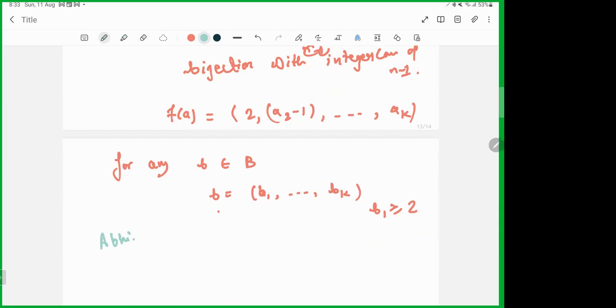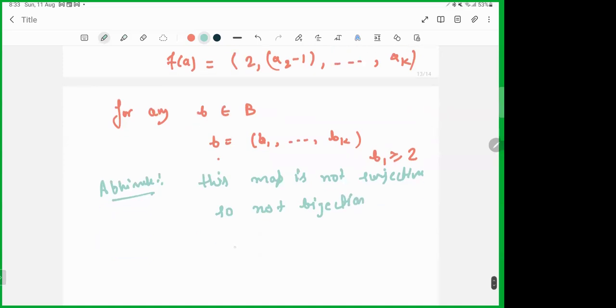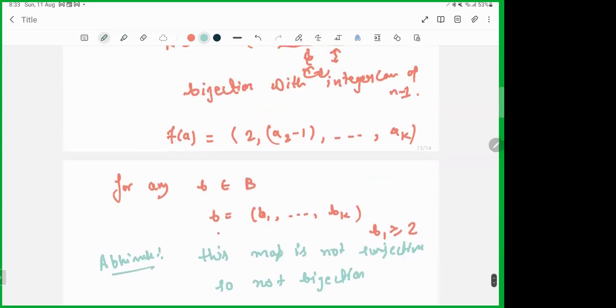Abhishek, this map is not surjective, so not a bijection. Why is it not surjective? Because you cannot produce a partition of the form 3, comma, something, a2, comma, ak, because its image lies only precisely in 2, comma, a2 minus a1, ak. Have you got it or not?